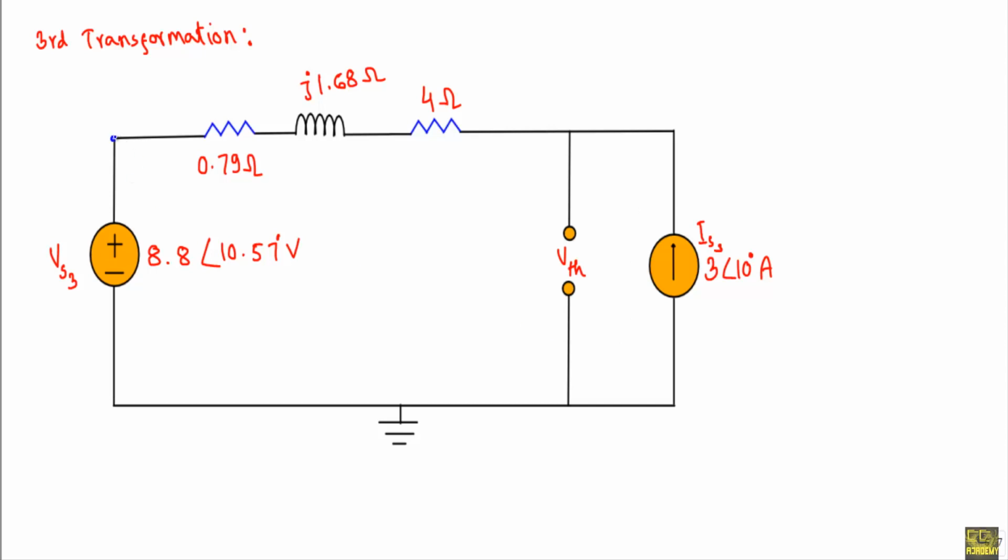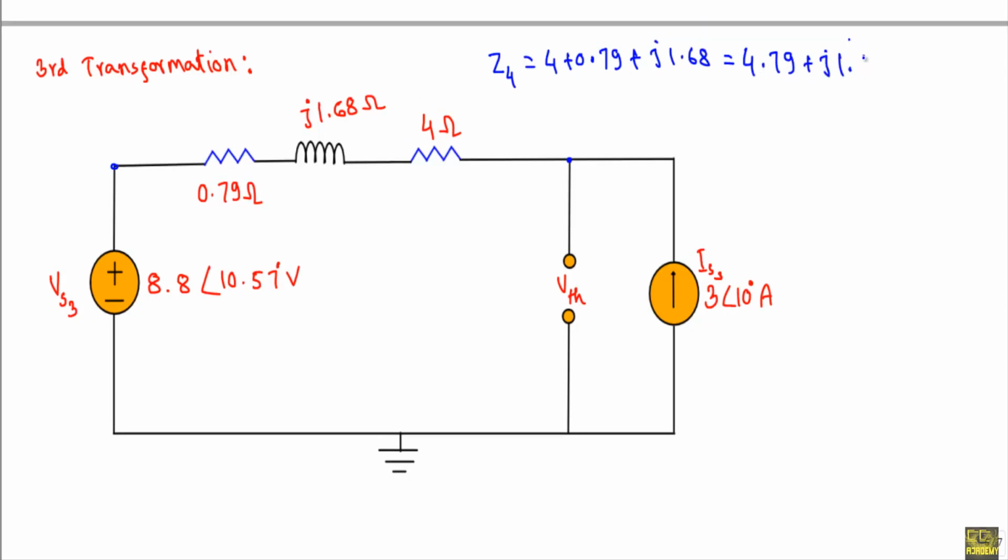Now see, from this point to this point I have 4 ohm and this 0.79 ohm connected in series. So I can reduce this to a single impedance Z4, which will be equal to 4 plus 0.79 plus J 1.68. So Z4 will be equal to 4.79 plus J 1.68 ohm. So our circuit will look like this, and from this point to this point the impedance is Z4.